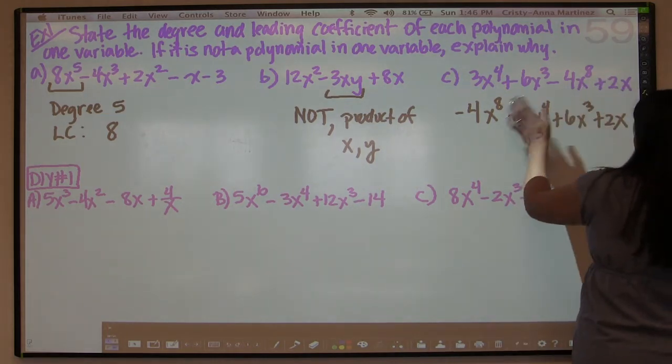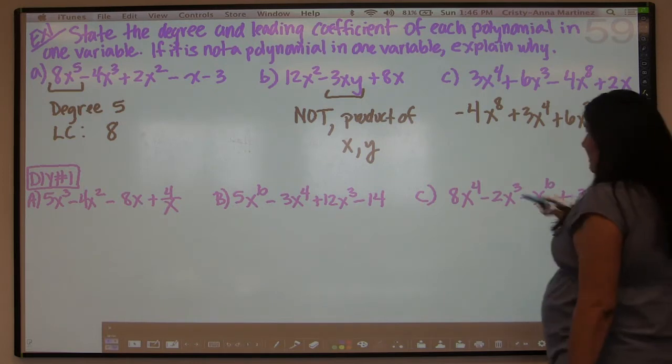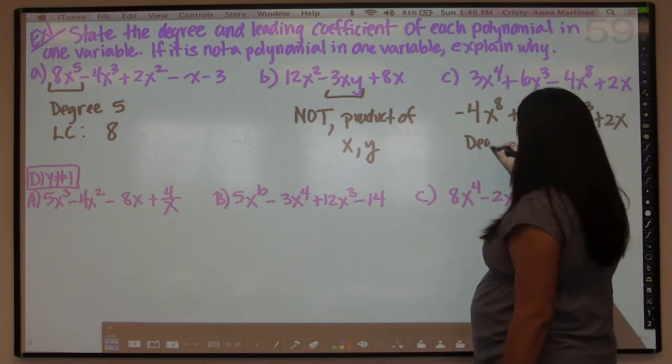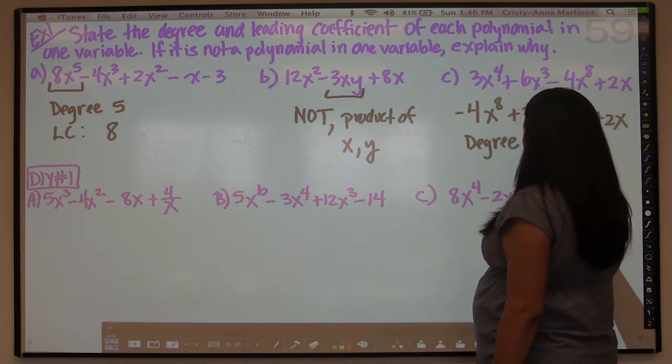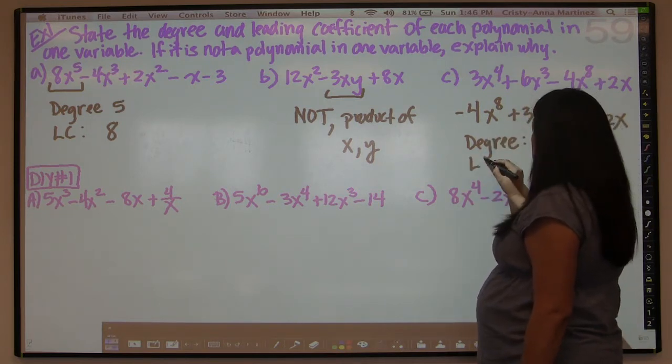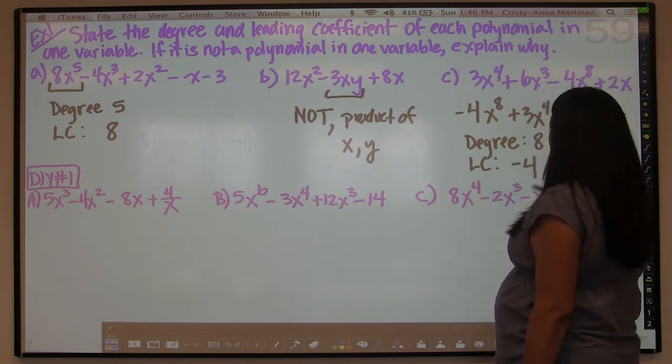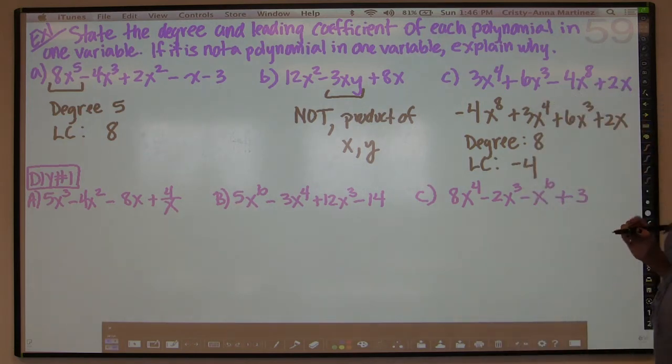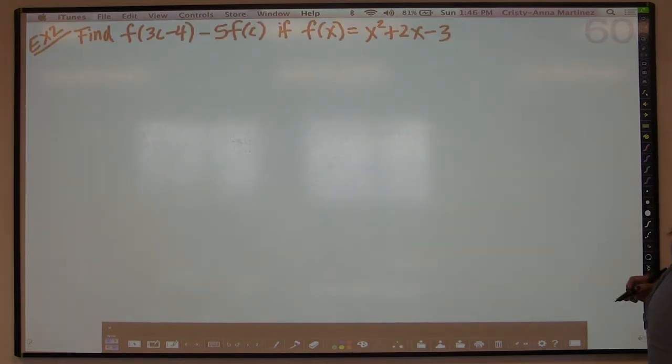So now all of our terms are in the right order, and now we can say that the degree is 8, because that's the biggest exponent, and our leading coefficient is -4. So it's not very complicated. Now I want you to do it yourself, number 1, and then we will move on to example 2.